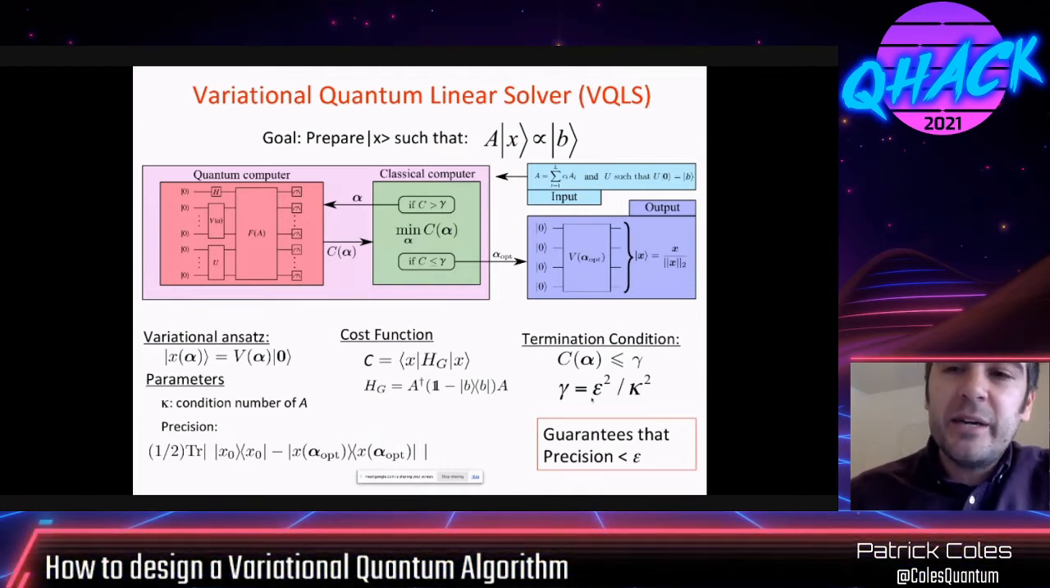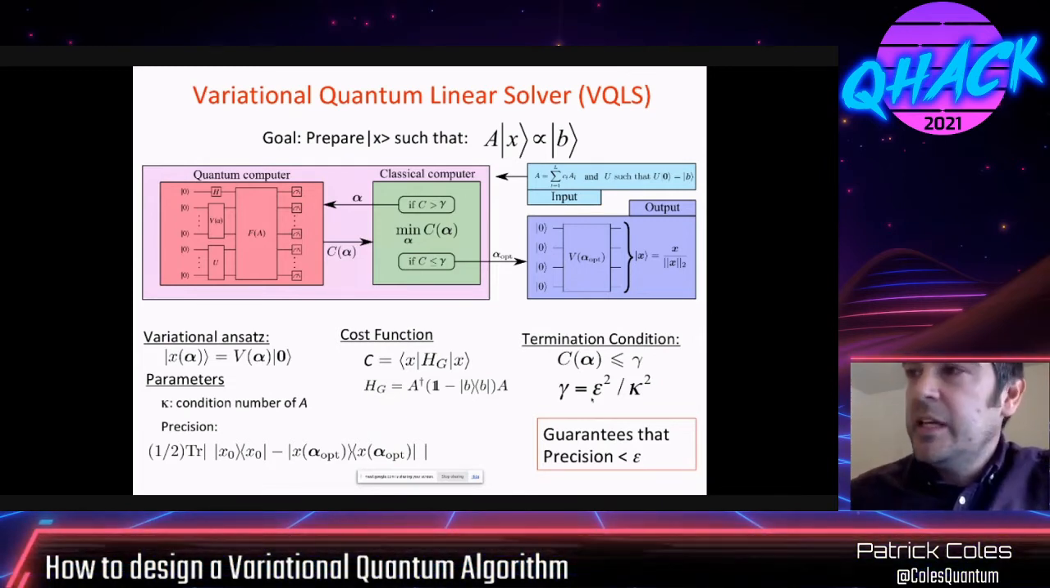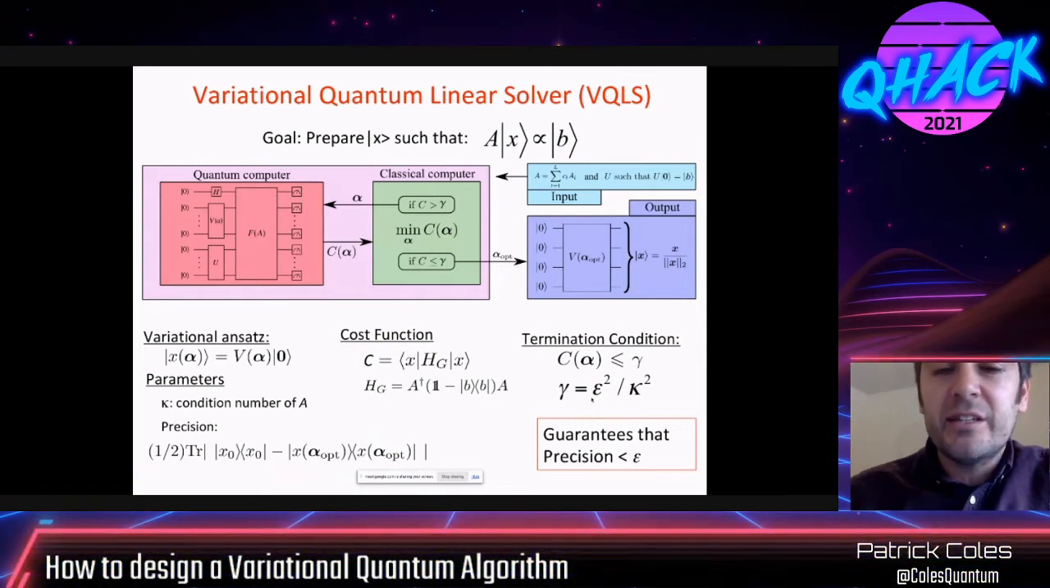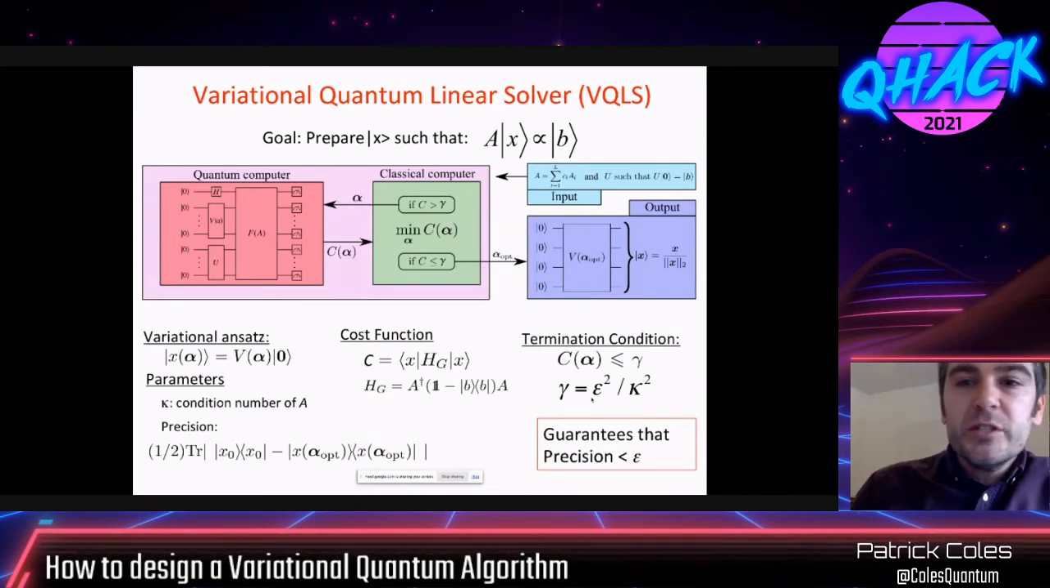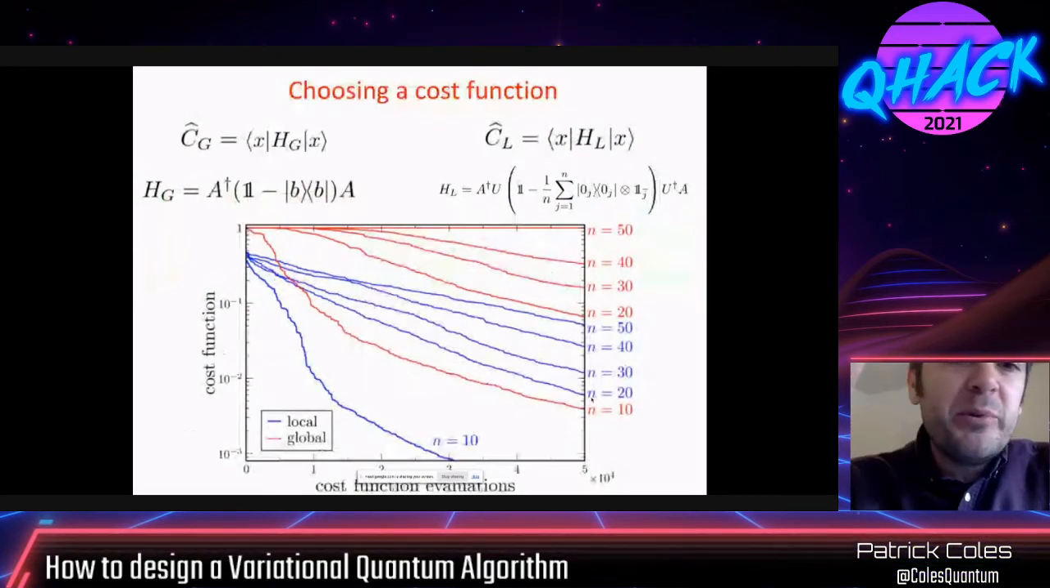What's really nice about this, and this is why we advocate going through all these steps of your variational algorithm, is that this is an operationally meaningful termination condition. You can run your variational algorithm many times, then exit your loop, and based on the final value of your cost function alone, you can guarantee a certain precision.